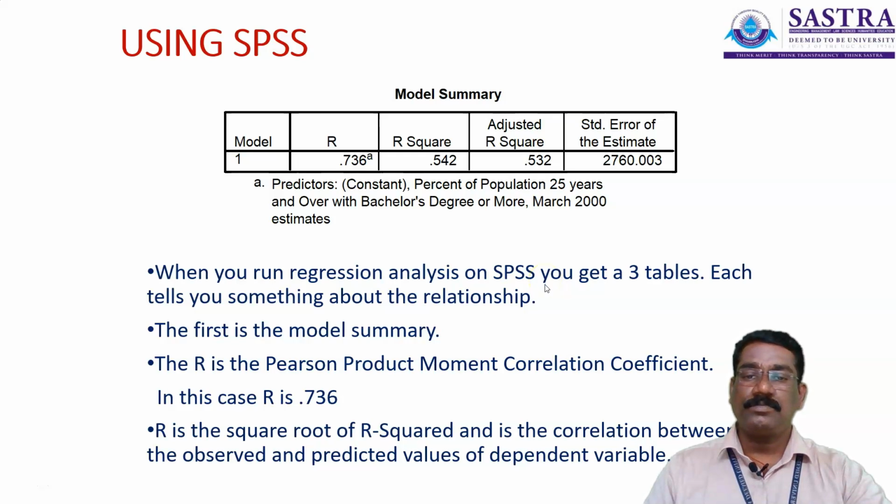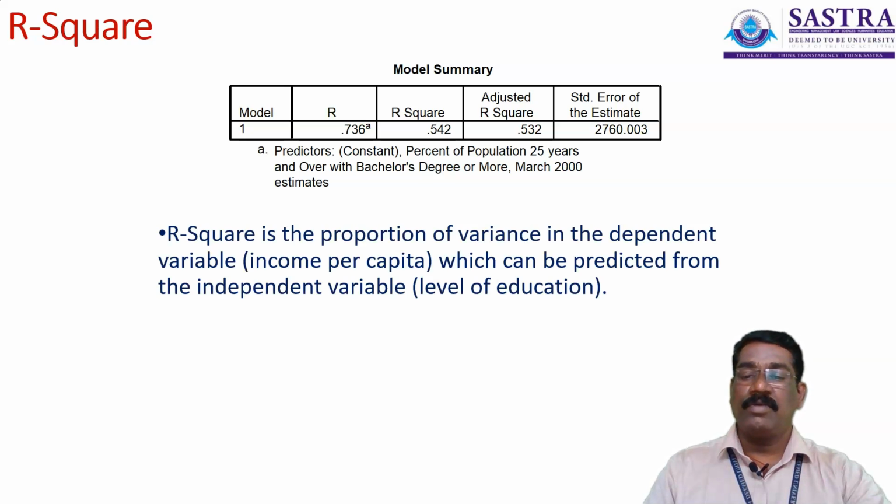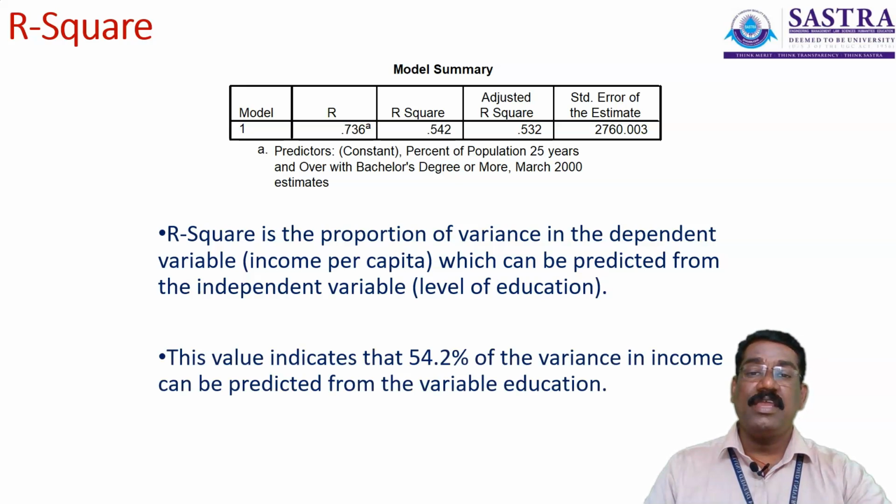Next, when you talk about R, it talks about the model fit, and 0.736 is okay. R square talks about the relationship between the dependent variable and independent variable. R square is the proportion of variance in the dependent variable, in this case income per capita, which can be predicted from the independent variable, level of education. The value indicates that 54.2% of the variance in income can be predicted from the variable education.